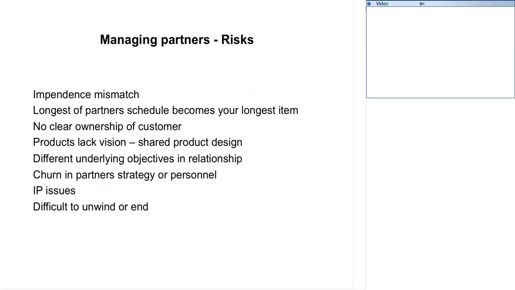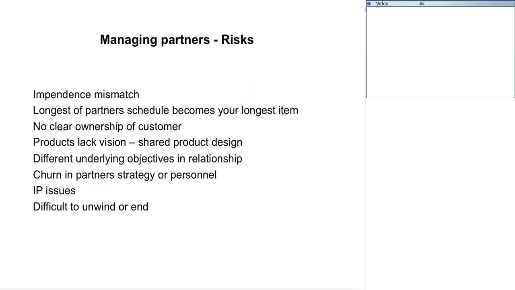So the first one we just call impedance mismatch. And what does that mean? That means you're a startup, you're low on cash, you need things to happen quickly. Partners are typically large, successful companies. They make decisions slowly, and they don't really need anything to happen right now. And that's an impedance mismatch. You need now, they're fine with later. And of course, their longest schedule becomes your longest item. So if it takes them a year to close a deal, it's going to take you a year to get your deal closed, even if they start.